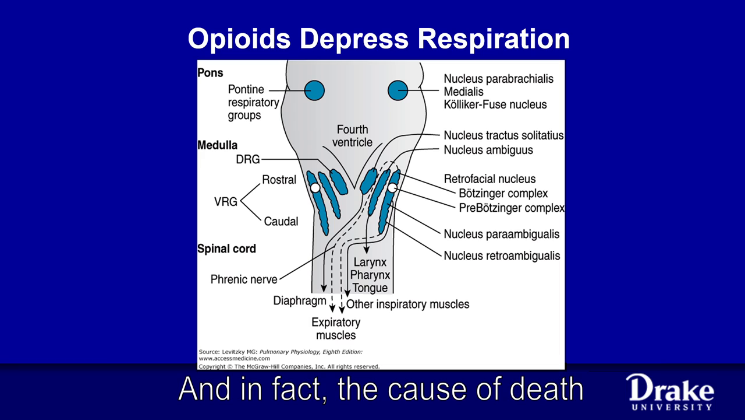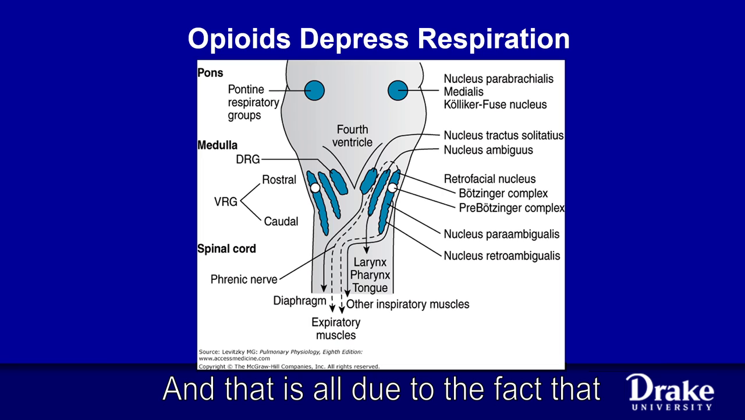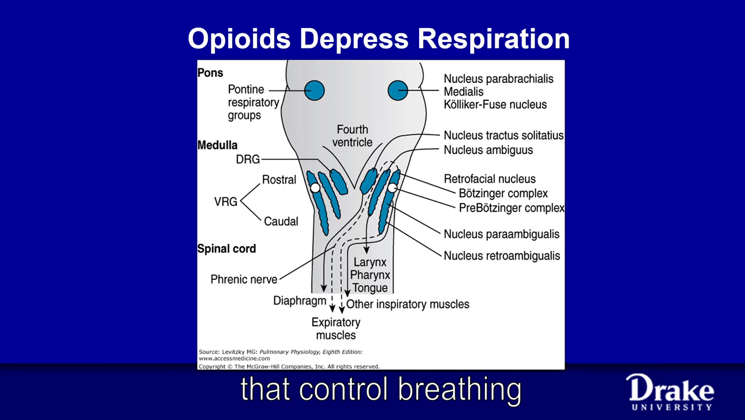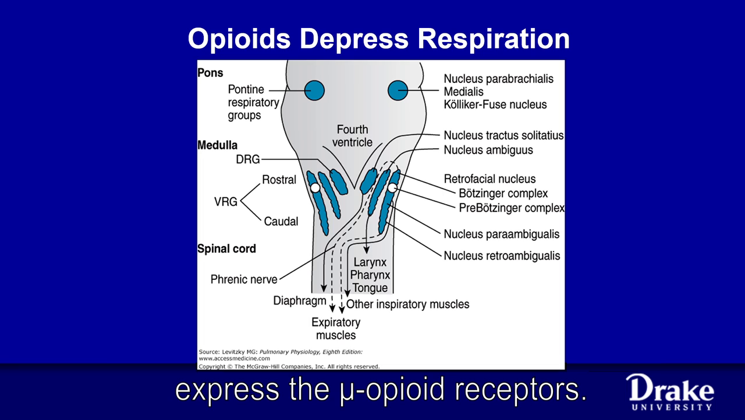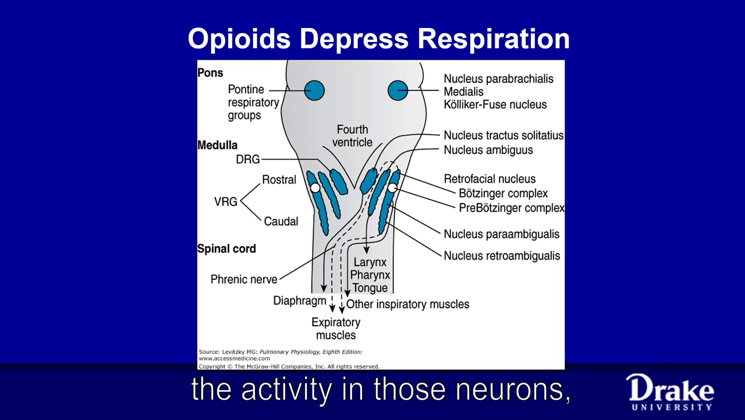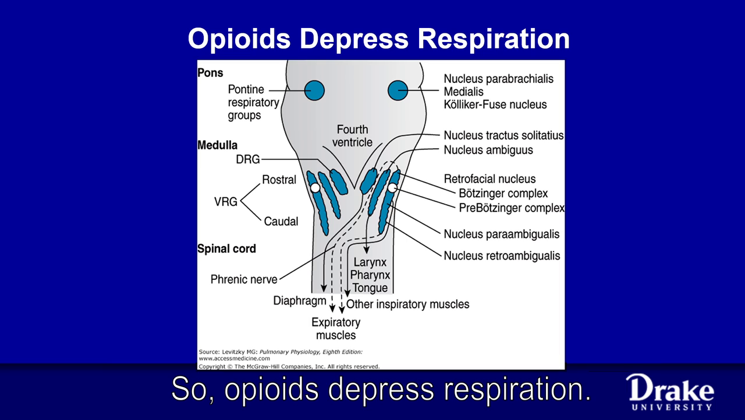And in fact, the cause of death in opioid overdose is the cessation of breathing. It's respiratory depression to the point that breathing stops. And that is all due to the fact that these nuclei in the brainstem that control breathing express the mu opioid receptors. When opioids bind the receptors there and inhibit the activity in those neurons, breathing slows, and if the dose is high enough, breathing can stop. So opioids depress respiration.